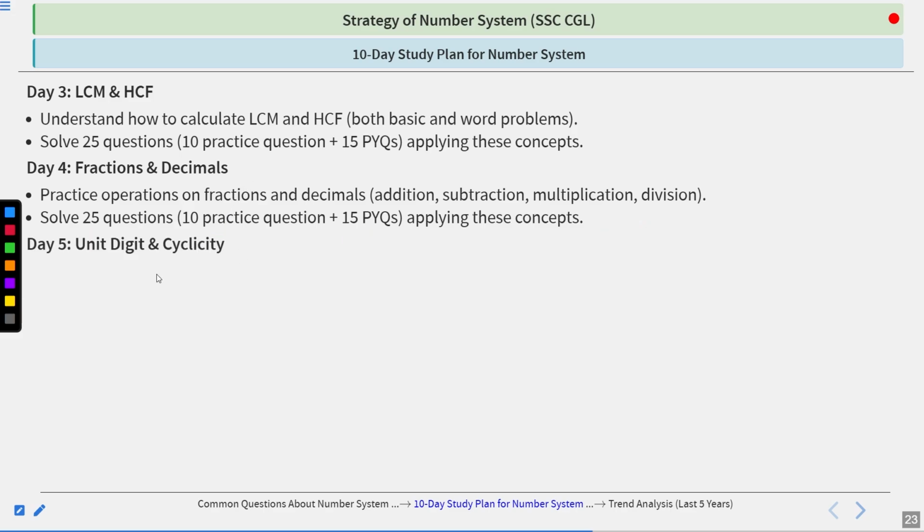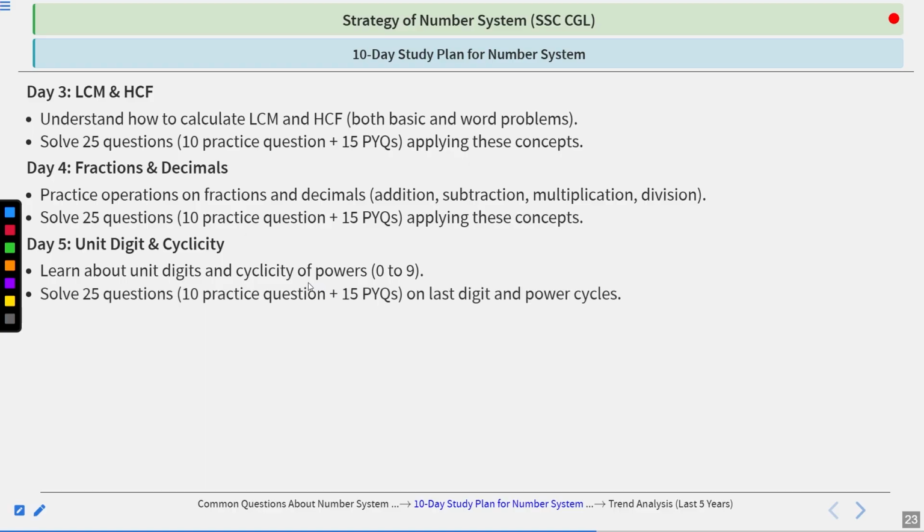On the fifth day you can learn unit digit and cyclicity of numbers. So learn how to calculate the unit digit and cyclicity of a number from 0 to 9. And try to solve minimum 25 questions, in which 10 should be practice questions and 15 should be PYQs on last digit and power cycle based questions.